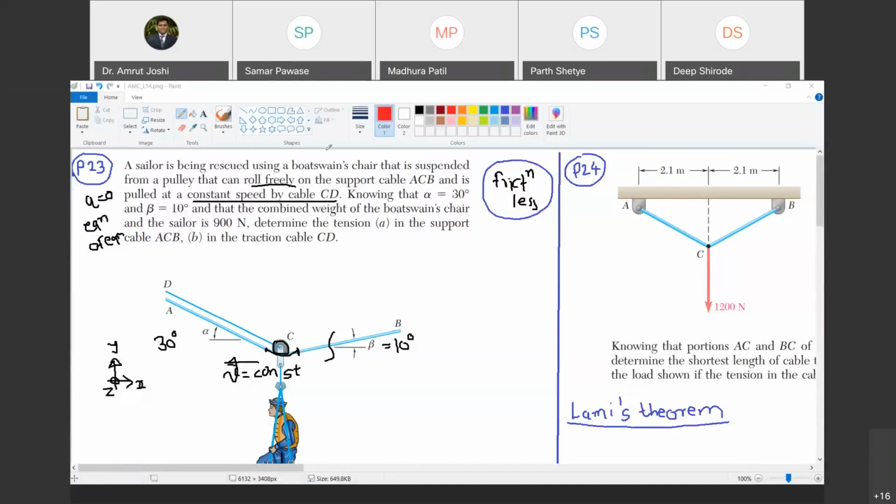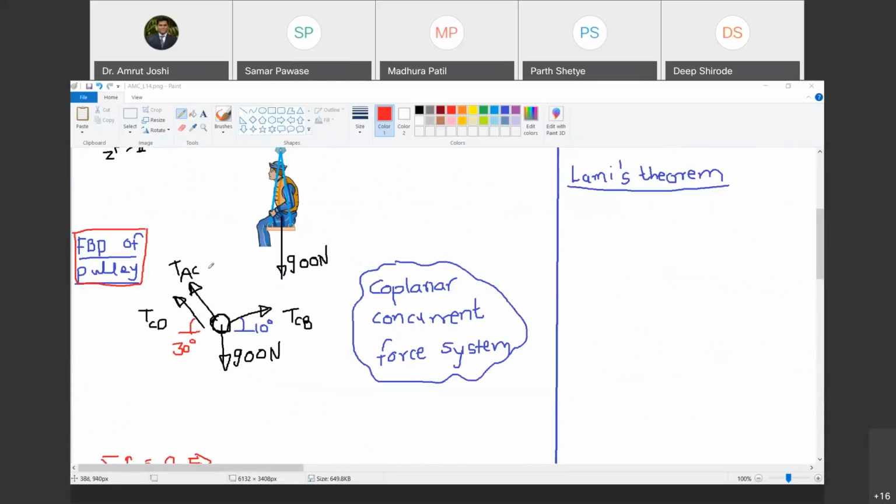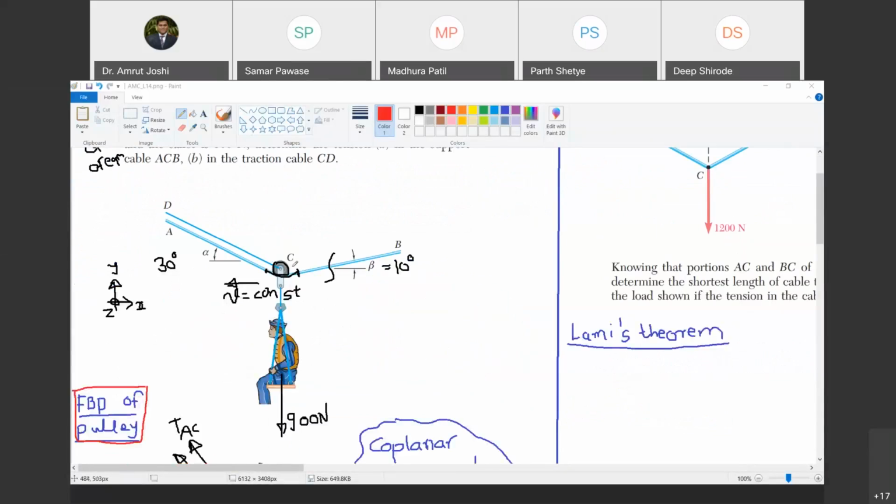So we were solving this problem. A sailor is being rescued using a chair that is suspended, and so on. So we have read this statement. Now, yesterday we also drew the free body diagram of this pulley.